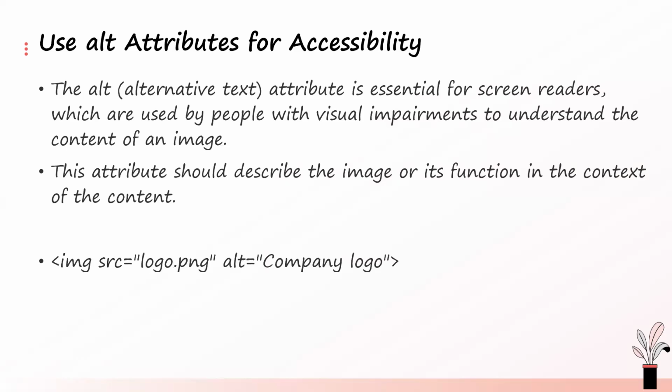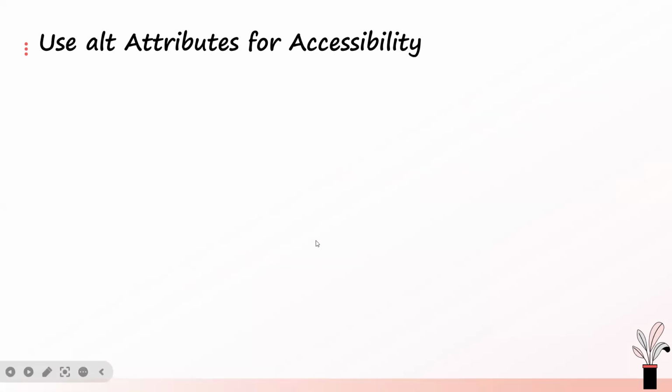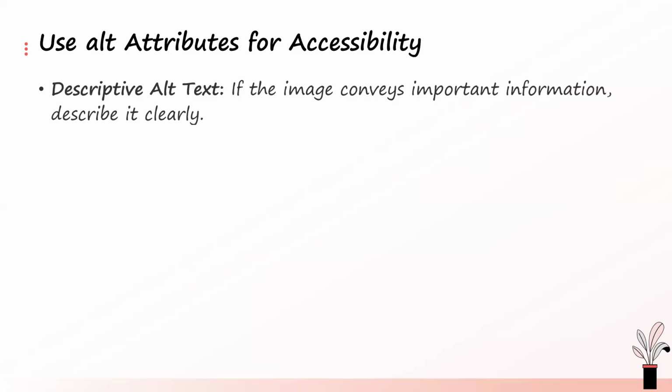Look at this one now. We have this company logo, and the alt attribute we said is company logo. So everybody reading this knows that this is the company's logo. Use alt attributes for accessibility. Descriptive alt text: if the image conveys important information, describe it clearly. These are the things that can make your application top-notch and help it rank well in search engines. So don't play with it.